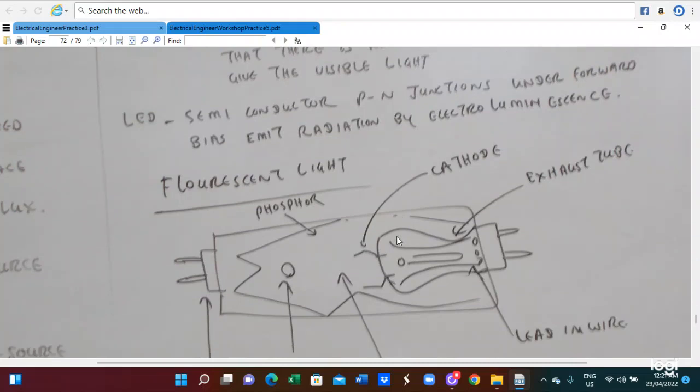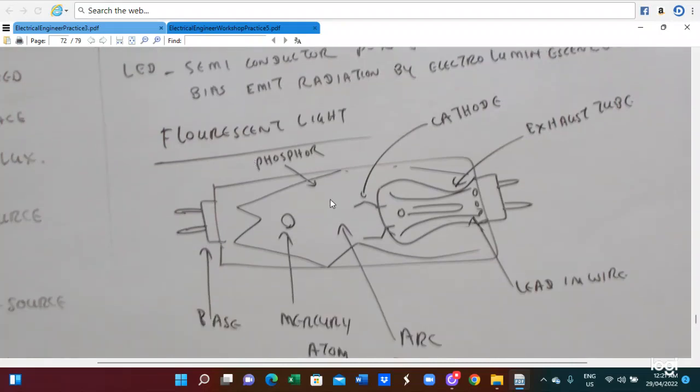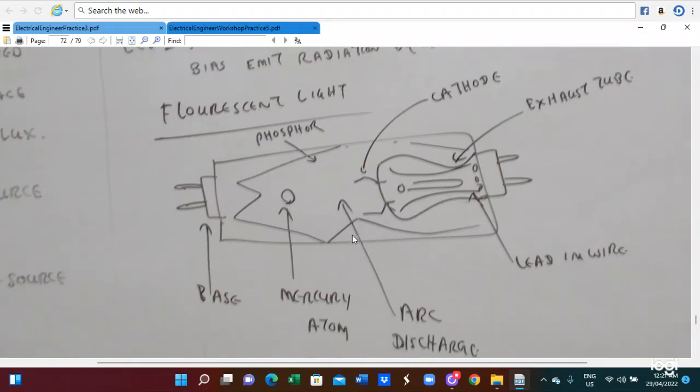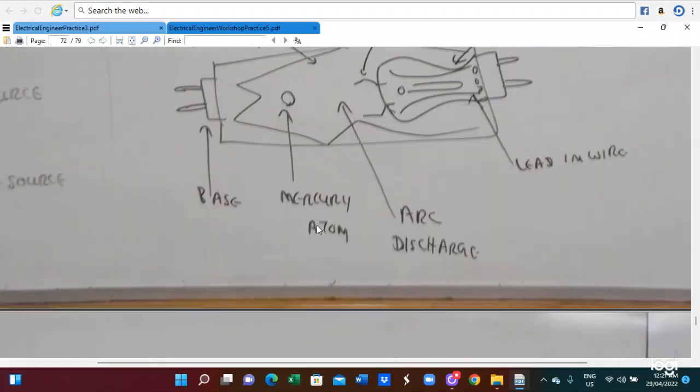So this is the fluorescent light, where the electrical current flows. This is the cathode. Here is a mercury atom discharge and the lead-in wire. When the electrical current passes through, the phosphor produces the light. So this is the fluorescent light.